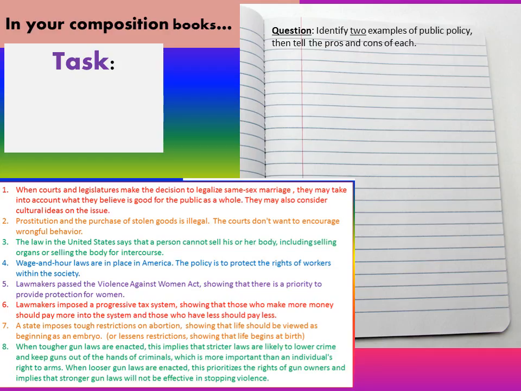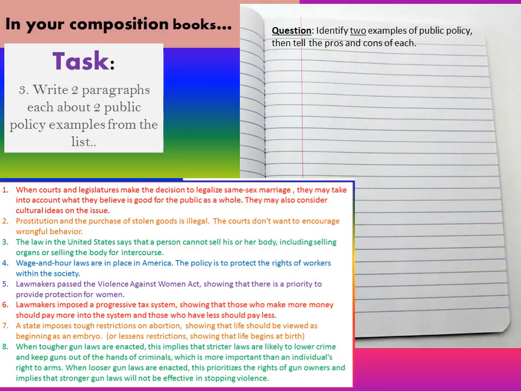All right, you should have your composition book open, and you should have the question written here. Now, you're going to write 2 paragraphs each about 2 public policy examples from the list. So, I'm going to do one for you to show you what it should look like. I'm going to do prostitution and the purchase of stolen goods being illegal, because the courts don't want to encourage wrongful behavior. So you cannot do this one because I'm doing it. But you can do 1, 3, 4, 5, 6, 7, or 8.